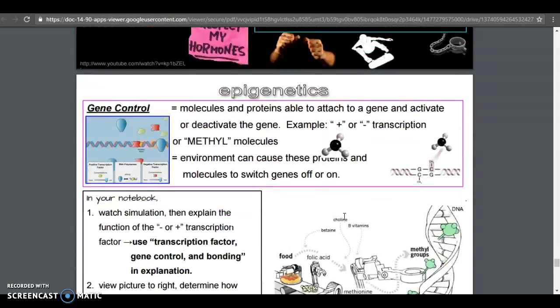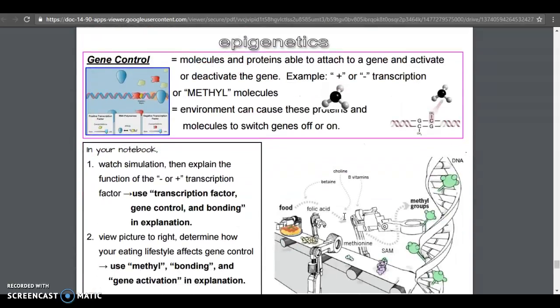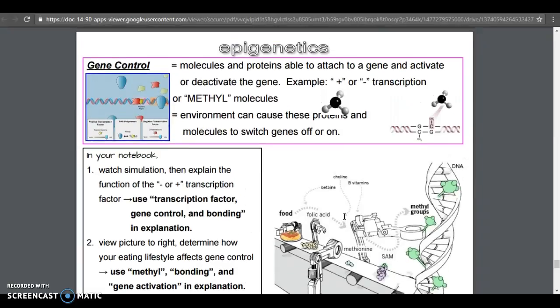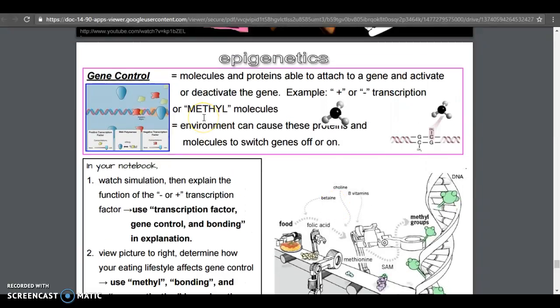All right, here's the next slide. Here's another example of epigenetics. And the idea of epigenetics is really based on what it means that your environment affects your DNA. What it means is that your environment is basically providing certain chemicals or molecules that can attach to your genes and turn them on or off.